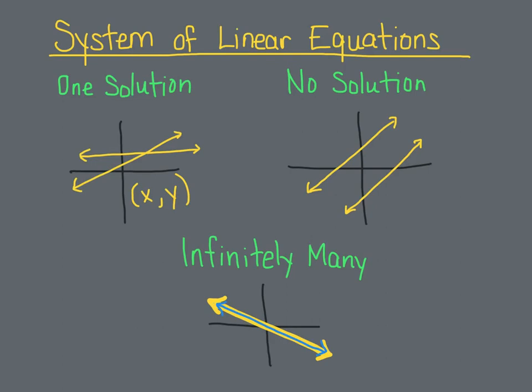And a system will have infinitely many solutions if there are infinitely many intersections, which means the two lines are always intersecting. We call that coinciding lines, which basically looks like the same line.